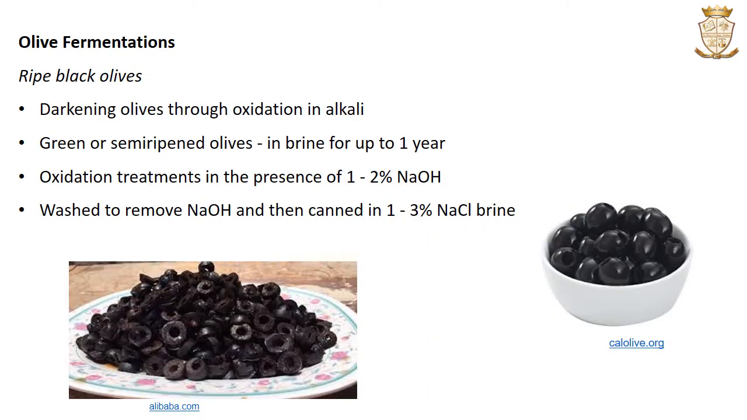The next olive fermentation is ripe black olives. These are prepared by darkening olives through oxidation. So there is no initial alkali treatment. The ripe black olives are prepared from green or semi-ripened olives and they are brined without an initial sodium hydroxide treatment. They will be directly kept in a brine solution for up to 1 year and after that the olives will be subjected to oxidation treatments in the presence of 1 to 2% sodium hydroxide which will blacken the olive. They are then washed with water to remove sodium hydroxide and then will be canned in 1 to 3% sodium chloride brine.